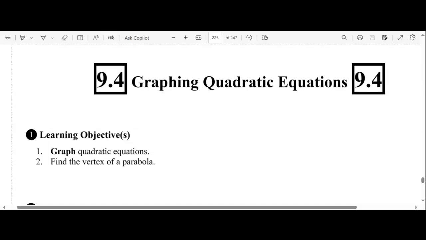9.4 Graphing quadratic equations. Learning objectives: 1. Graph quadratic equation. 2. Find the vertex of a parabola.